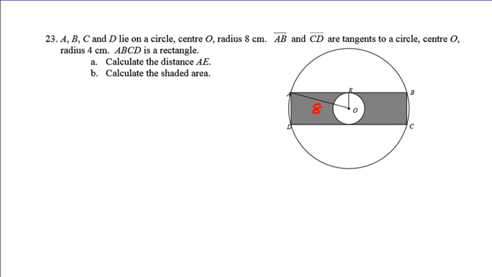Radius of the big circle is 8. Radius of the small circle is 4. That's a tangent line to a radius, so that is a right angle. So we have this triangle here, AEO, which you can Pythagorean theorem and find that third side, or you could recognize, wow, the hypotenuse is twice as long as one of the sides.